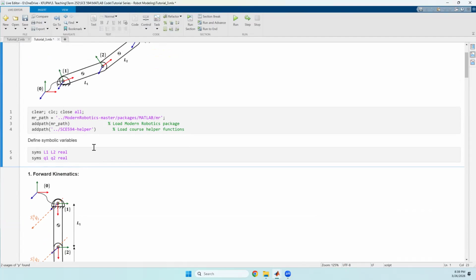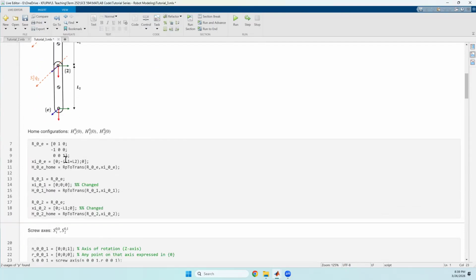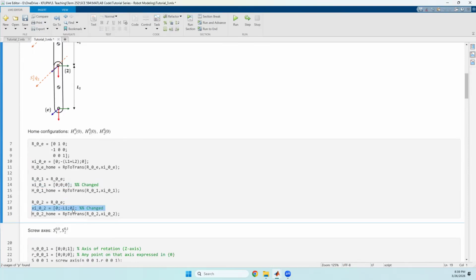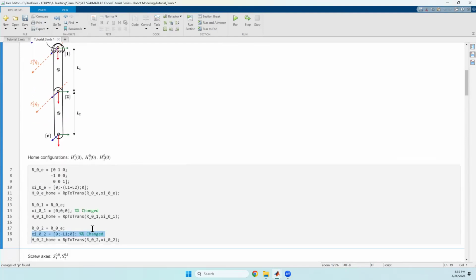You'll find that this is how the frames look in the home configuration. Of course, the end effector home pose is exactly the same, and the same goes for the rotation matrices of the two links. The only thing that changes is the displacement of frame 1 with respect to 0, which in this case is 0 because they have the same origin. And frame number 2 is now placed at minus L1 in the y direction. So this is the new location of frame 2.